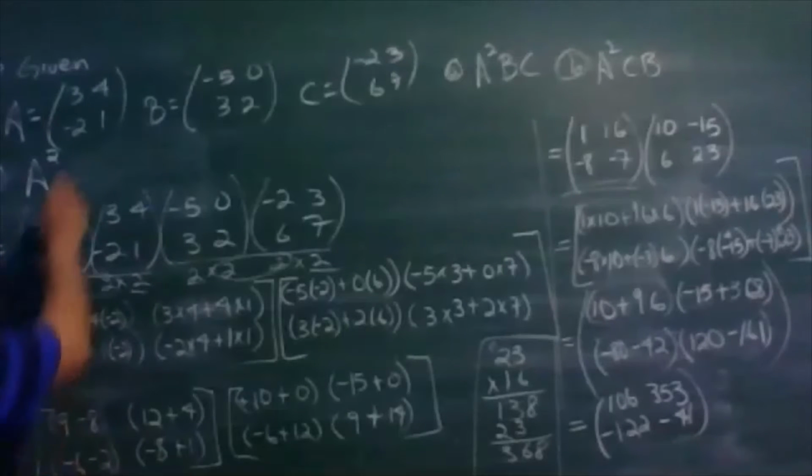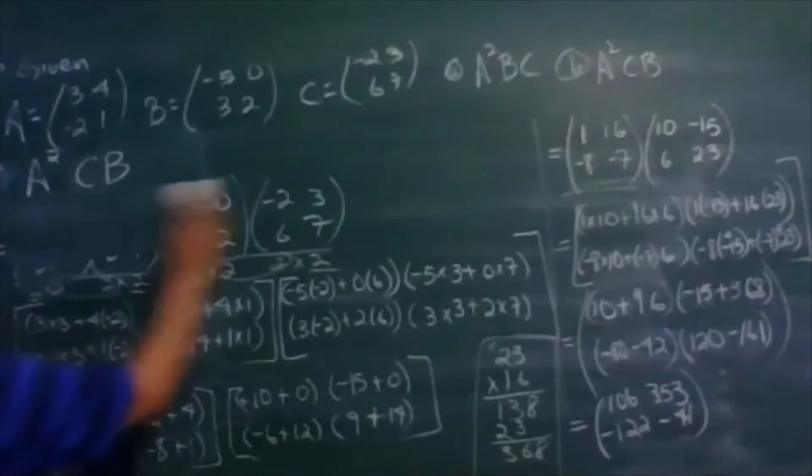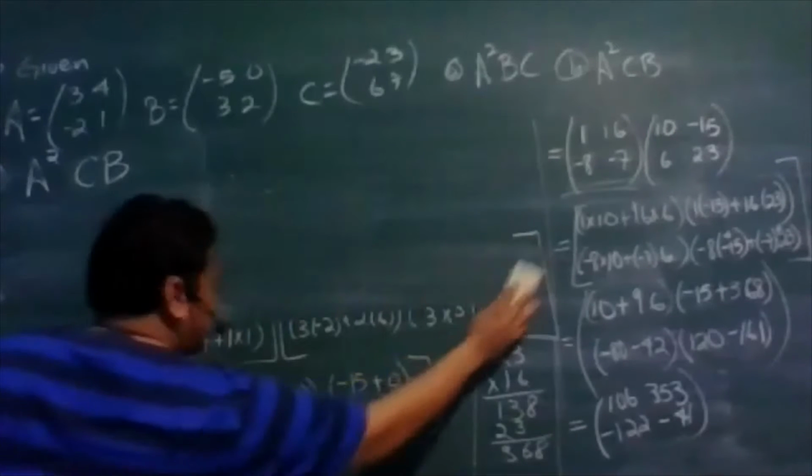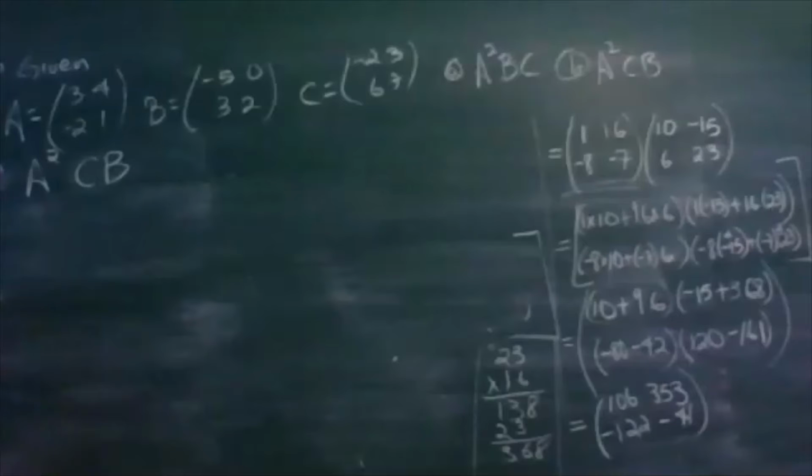squared CB. Now, what I will do, obviously I need to get rid of these two lines, this section here, right? I will get rid of these two sections.